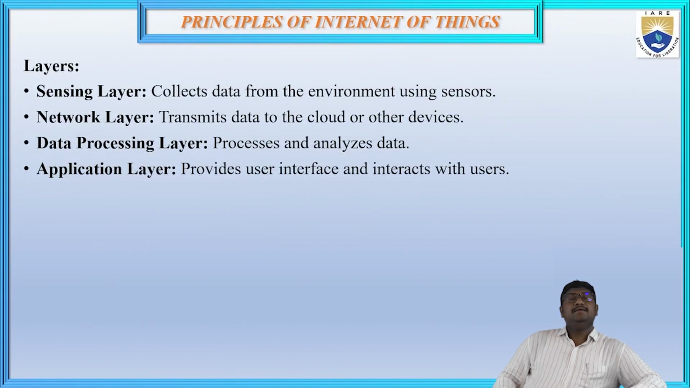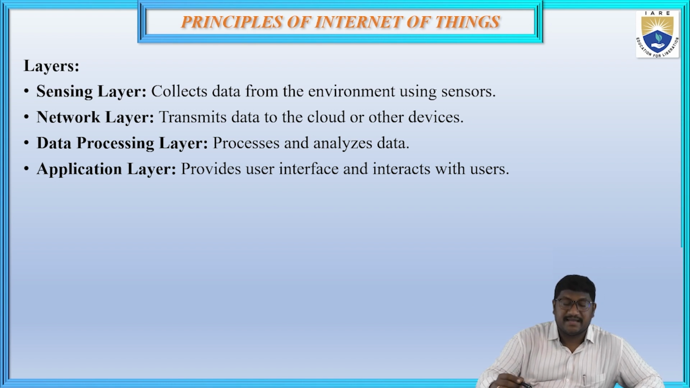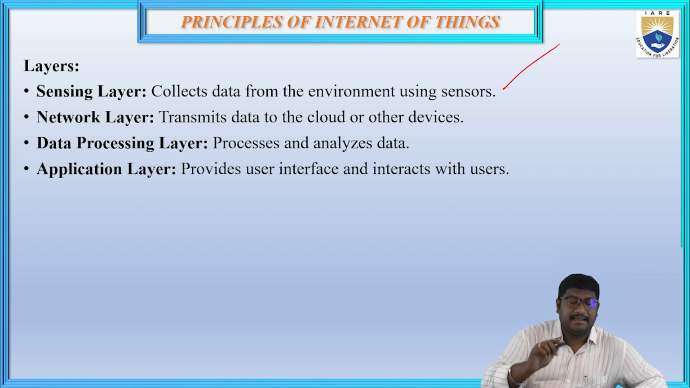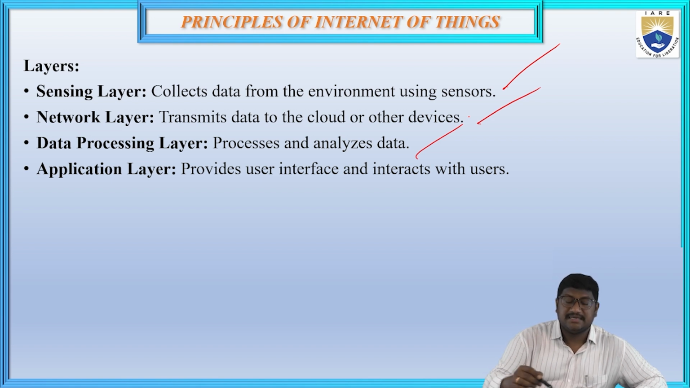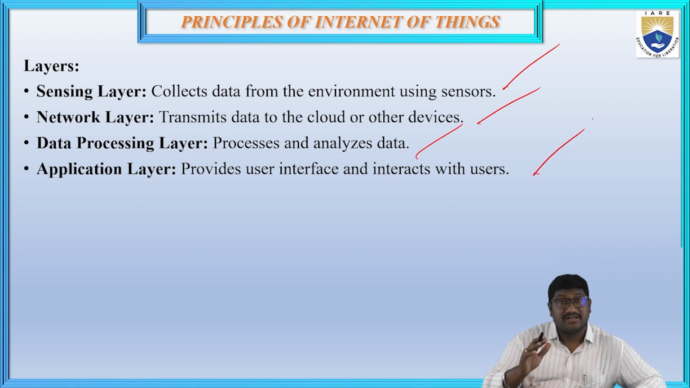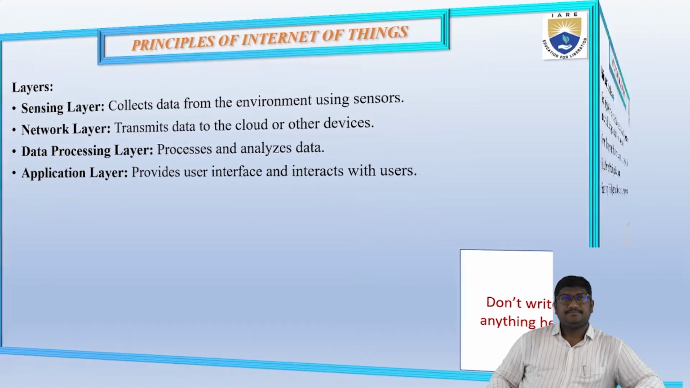And the layers, we have the sensing layer, network layer, data processing layer, application layer. I already told you for what purpose these layers are. It was clearly specified on screen. See here, the sensing layer collects the data from the environment using sensors. The network layer transmits the data to the cloud or other devices. Data processing processes and analyzes the data. The application layer provides the user interface and interacts with the user.